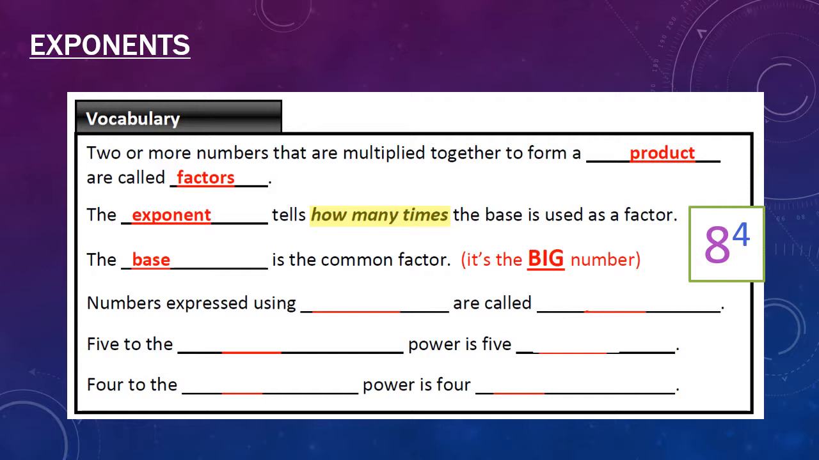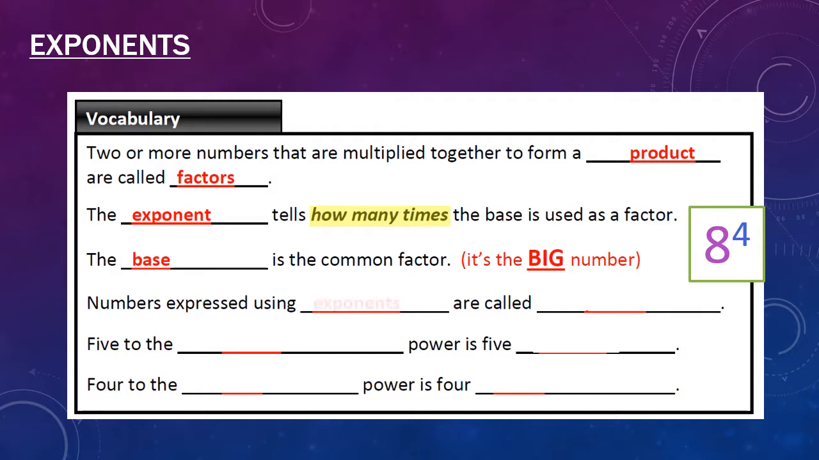Remember, we said the big number is the base. So in this example, I want you to draw a line and label it that 8 is the base. The little tiny 4, he's the boss. He's saying, how many 8s am I going to have? It's 8 times 8 times 8 times 8, because there's 4 of them. That does not mean 8 times 4. It means there are 4 8s being multiplied as factors.